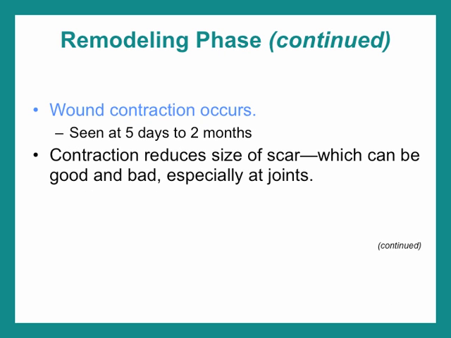The wound contraction occurs if there is an outside wound, seen at 5 days to 2 months. So we have a little bit of difference depending on if the wound is visible. Contraction reduces the size of the scar as it begins to heal, which can be good and bad. Certainly a reduction of scar size is good on the skin. However, if we aren't moving the joint and it's an internal contraction or scar tissue, we can end up limiting the joint range of motion.